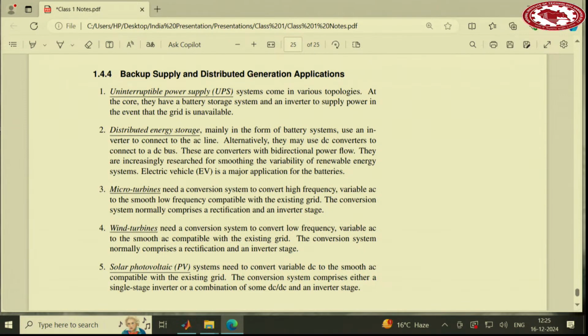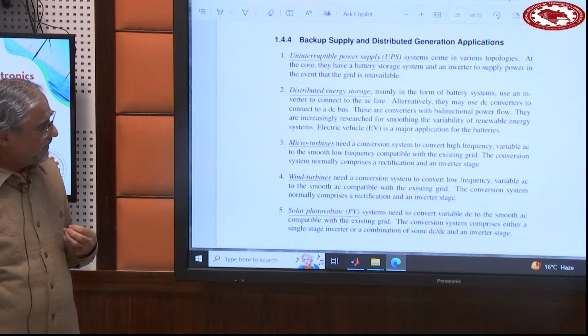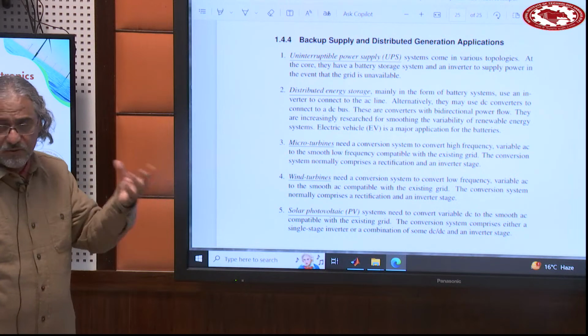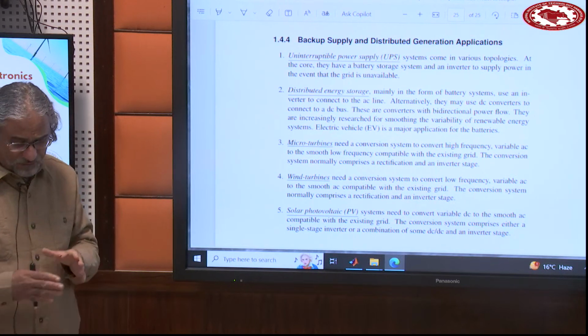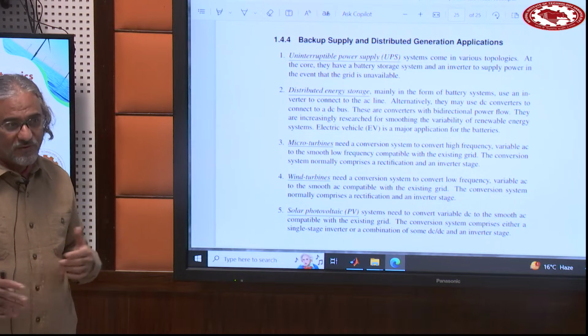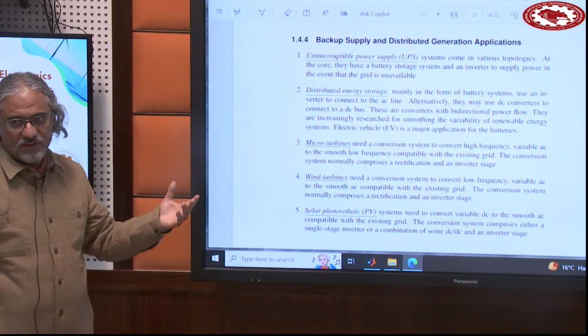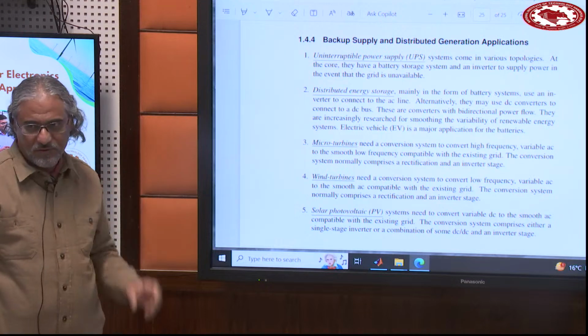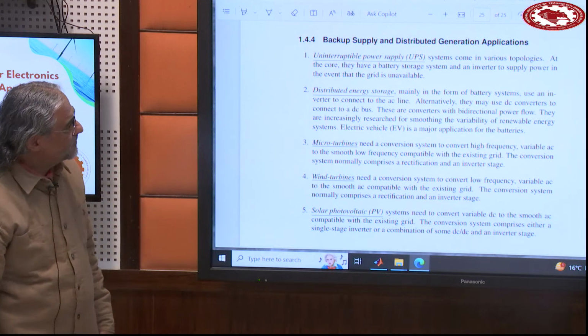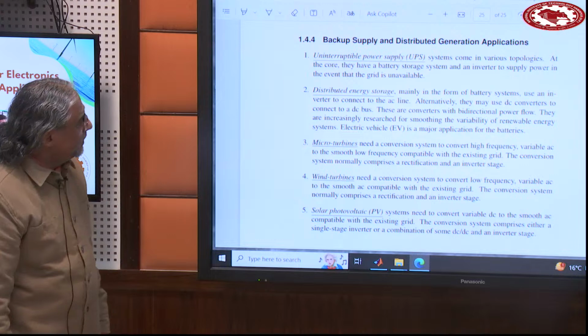Uninterruptible power supplies, UPS, are devices that have a battery that stores energy, and they are located close to some sensitive loads that you don't want to lose power when the main utility lines are not available for some extended amount of time. The DVR, we said, can only tolerate a short amount of time, but this is even for an extended amount of time.